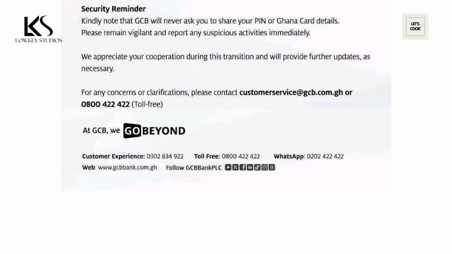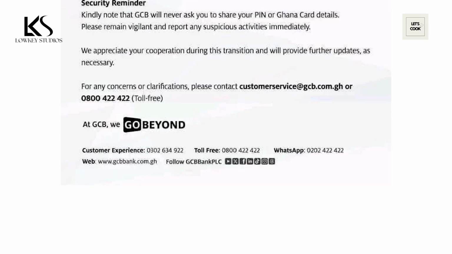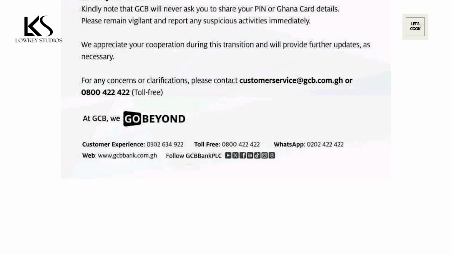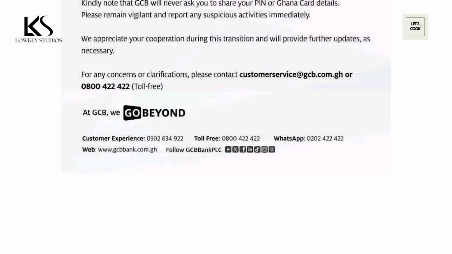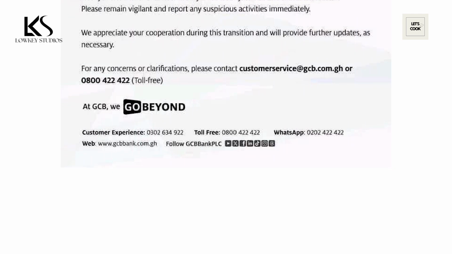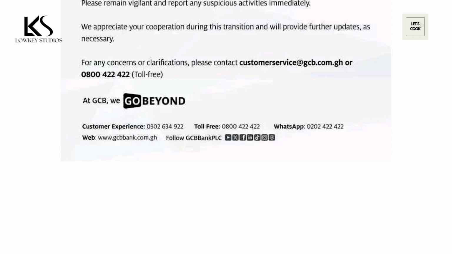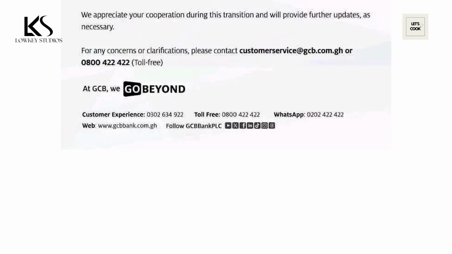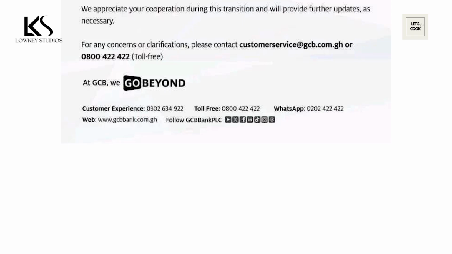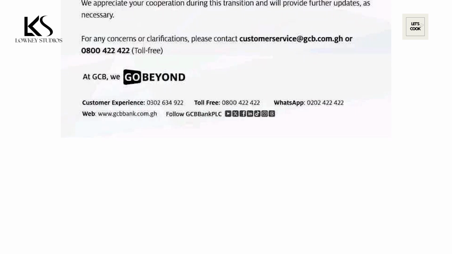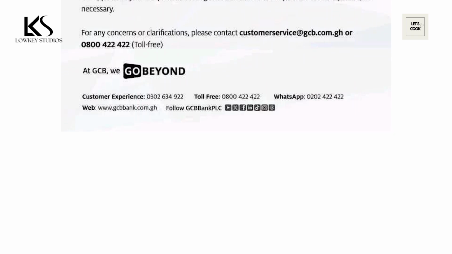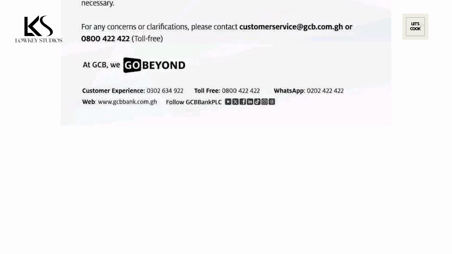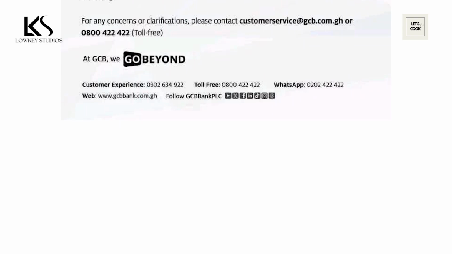So you are not supposed to share your PIN code or your Ghana card details. Please remain vigilant and report any suspicious activities immediately. We appreciate your cooperation during the transaction and will provide further updates as necessary. For any concerns or clarifications, please contact customer service at gcb.com.gh. I'm saying it again, so if you want to contact them, you can do it.